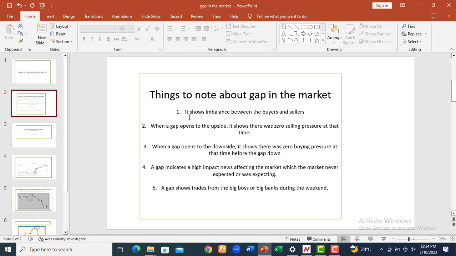You see a breaking news coming out, something suddenly happened like earthquakes and the rest. The market was never expecting something like that. You see the gap towards the upside or to the downside. A gap shows trades from the big boys or big banks during the weekend. You wake up on Monday morning, you see a gap. Oh, what is happening? It shows trades that occur during the weekend from the big boys.